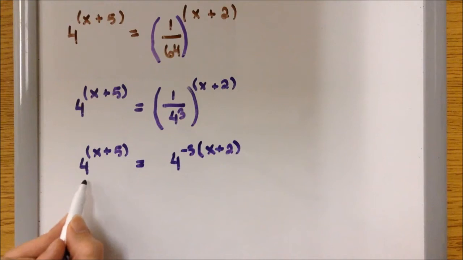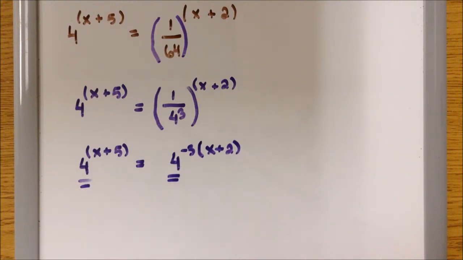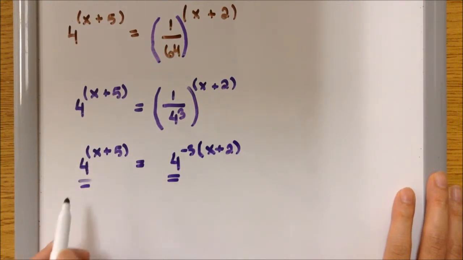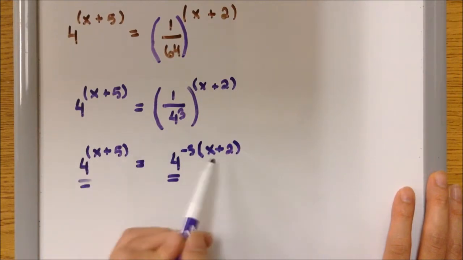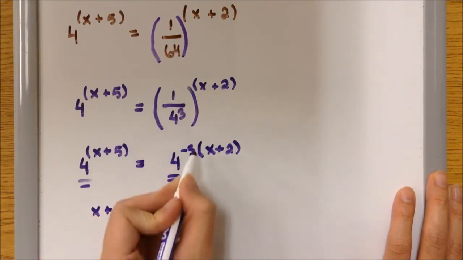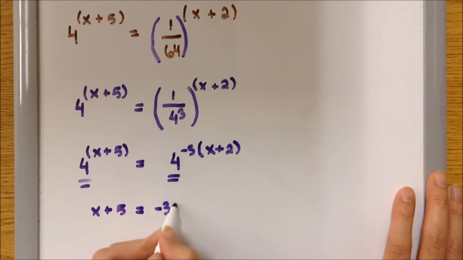Now, the bases are the same. So what we're going to have is just the exponents equal to each other. Since the bases are the same on both sides, therefore the exponents have to be the same on both sides. So that means x plus 5 equal negative 3 times x plus 2.